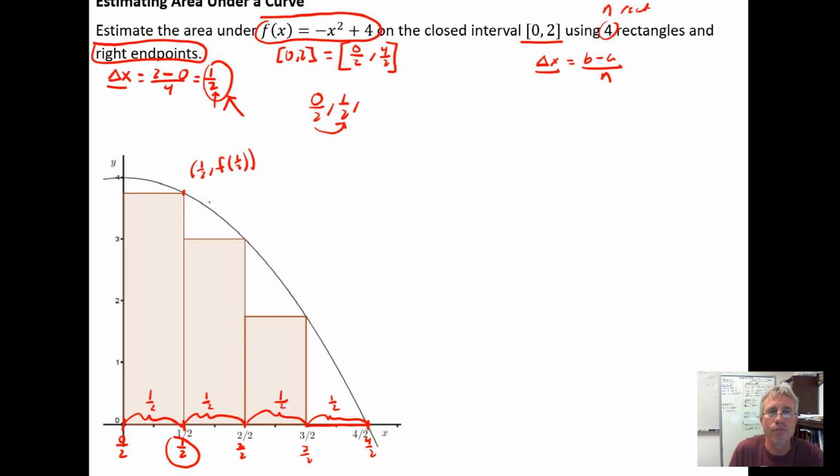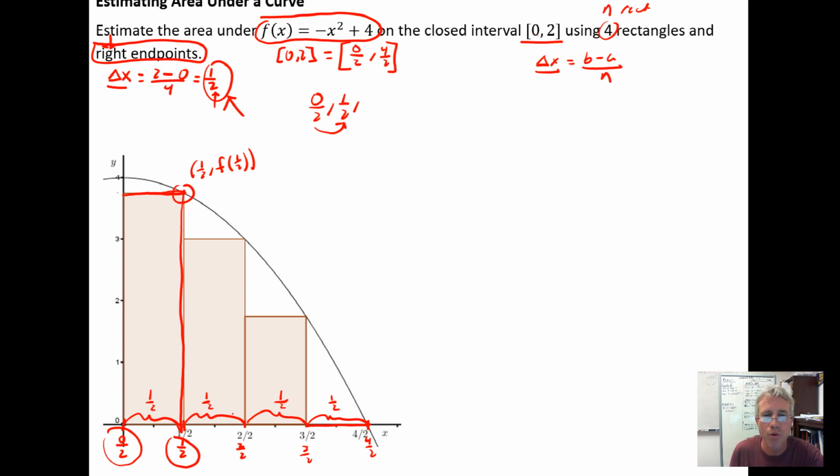And that's going to give you the first right endpoint for your first rectangle. So when you construct a rectangle, drawing it over to 1/2, which is the start of the interval, you're going to wind up with a rectangle whose upper right corner is on the curve. And that's what makes it a right endpoint instead of a left endpoint.